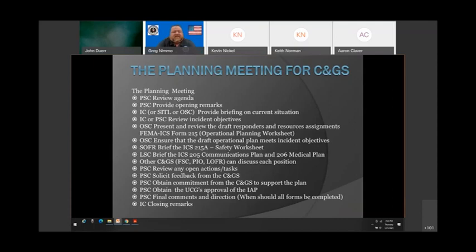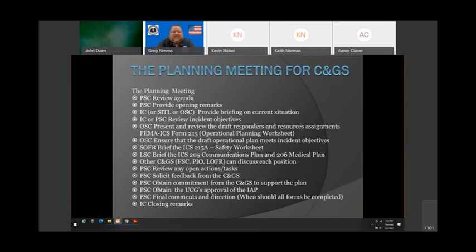So again, let's look at the top. Planning section chief reviews the agenda, provides opening remarks, and others, the IC or whoever, operations, provide briefing on current situation. IC reviews incident objectives. Operations section chief reviews responders and resource assignments that they have. Looks at the 215, that worksheet that lays out all those resources if you've taken that ICS class, to show what resources you need in order to meet the groups or divisions or things that you have lined out in your plan under your organizational chart.